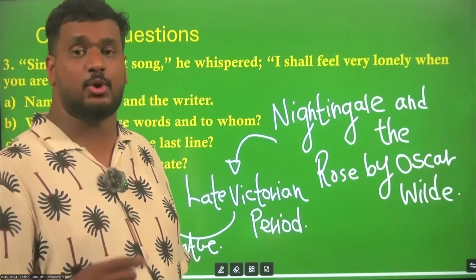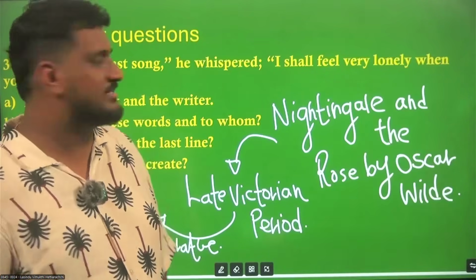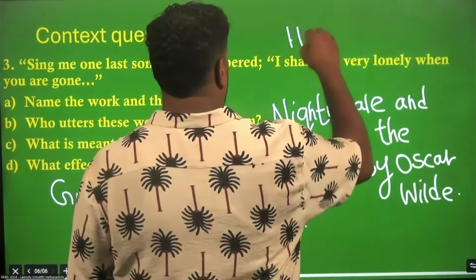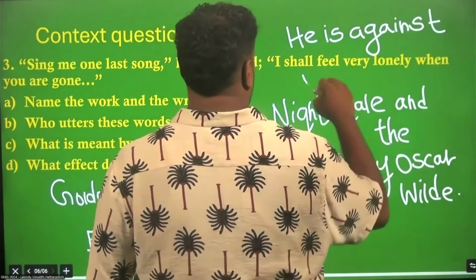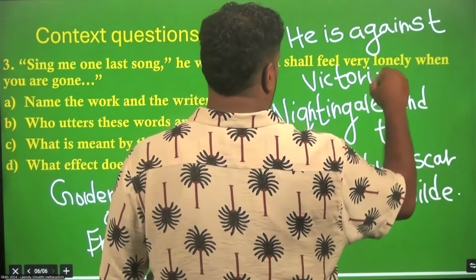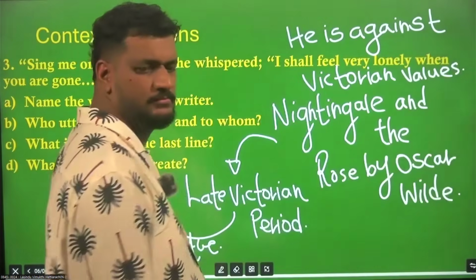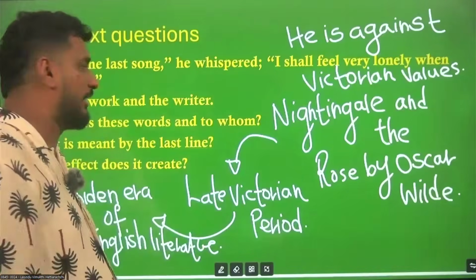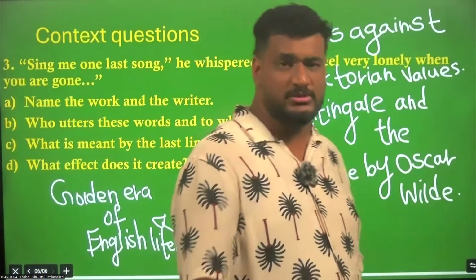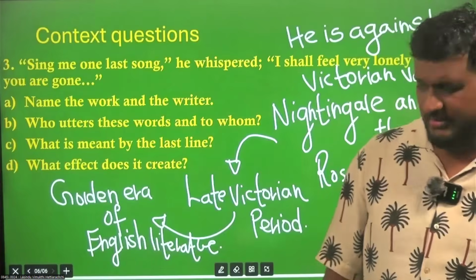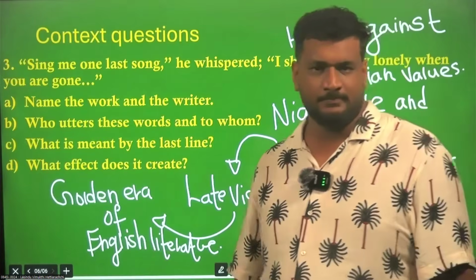Oscar Wilde represents Victorian society. He is not happy with the Victorian values. He is against Victorian values. That part also you have to remember. He never enjoyed Victorian values. Oscar Wilde is against Victorian values. Not only in this particular short story, if you refer to most of the short stories written by Oscar Wilde, you can understand how Oscar Wilde is criticizing Victorian values.